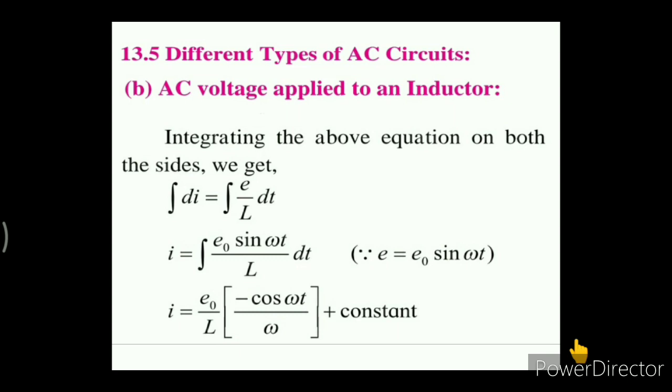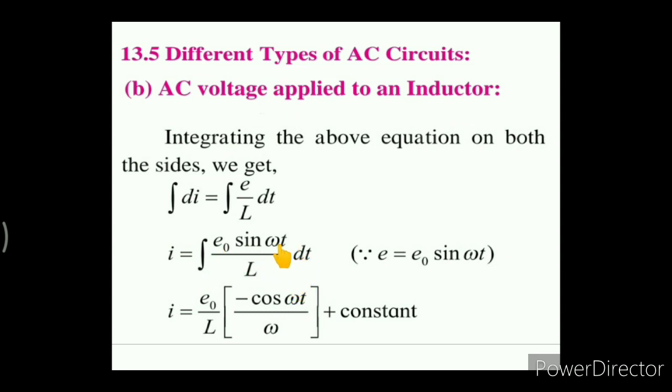As E is the instantaneous value of the applied EMF, the value of E is given as E0 sin omega t. So integrating di we are getting I, which is equal to integration of E0 sin omega t upon L into dt. As E0 is the maximum value of the applied EMF and L, the self-inductance, is constant, we are taking the integration of sin omega t dt.